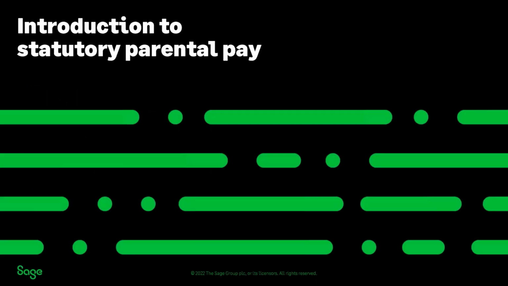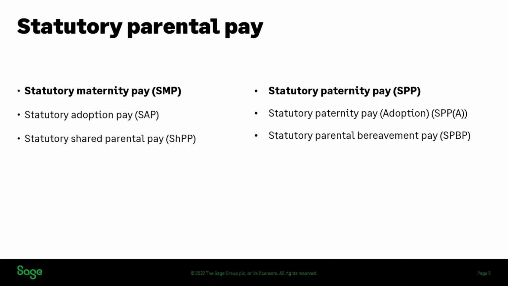So on to the introduction to statutory parental pay in general. And here are the 6 statutory parental payments that currently exist. We have statutory maternity pay, or SMP for short, statutory adoption pay, SAP, statutory shared parental pay, and then on the other side, paternity pay, adoption, if it's an adopted child, and the most recent one, statutory parental bereavement pay.